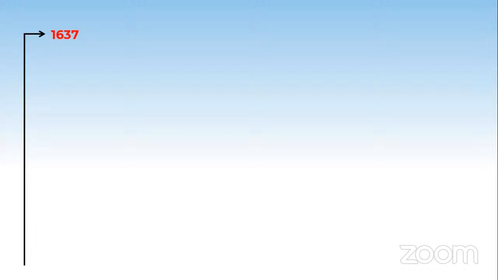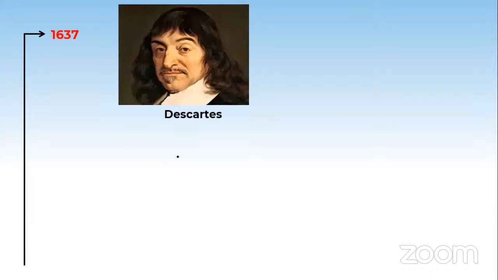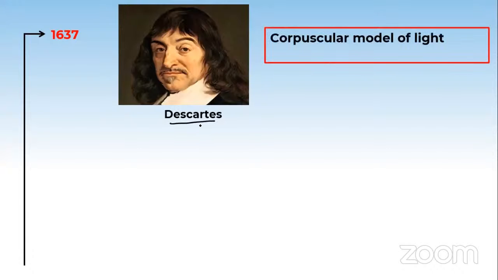Let us go through the history first. So what happened in 1637? Nothing happened, so we'll see now on the screen. There was one scientist whose name was Descartes. He gave a model which is known as the corpuscle model of light. According to this model, he treated light as particles of energy, corpuscles of energy.